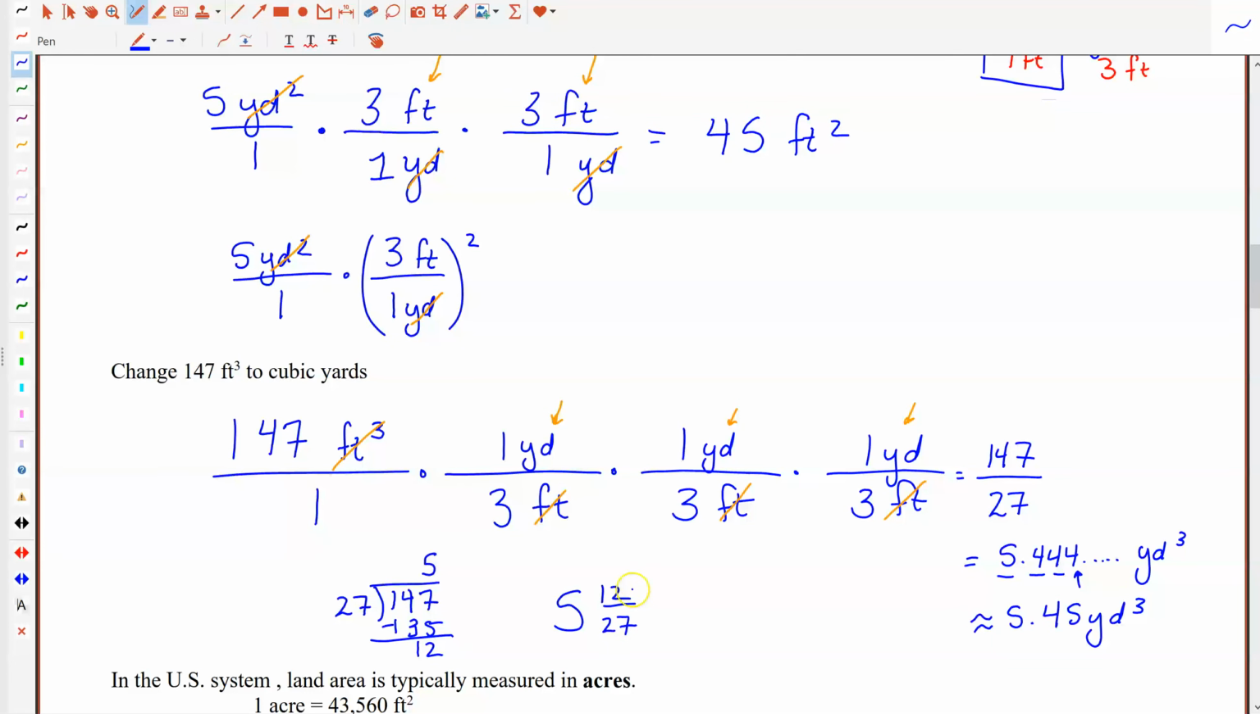12 27ths can be simplified by dividing both of those by 3. So it would be 5 and 4 ninths. And then my units would be in cubic yards. Okay, so that's just if we wanted to have an exact answer, just as a nice connection to mixed numbers and kind of where they would come into play. This would be an approximate answer.